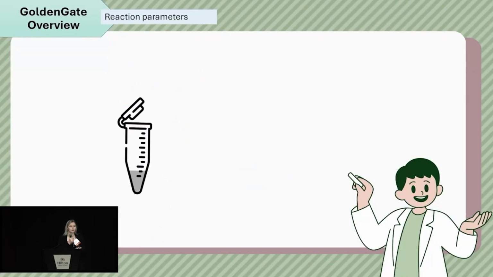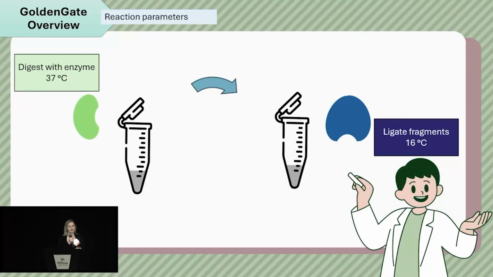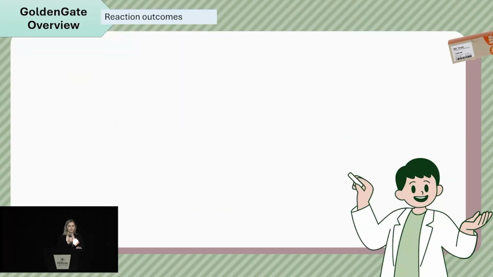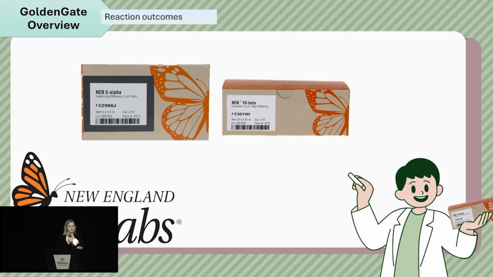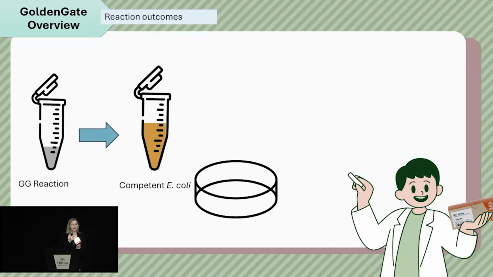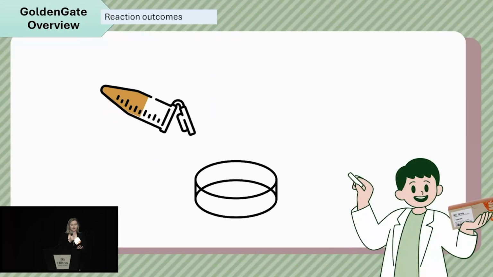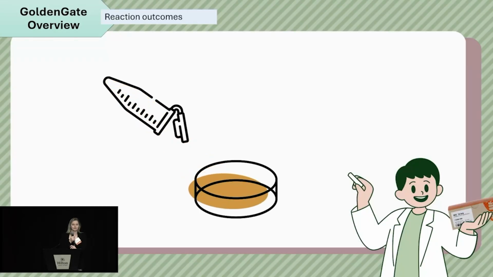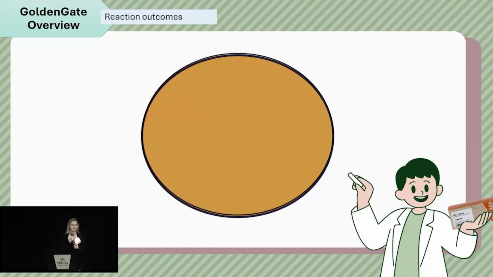So then your Golden Gate reaction will undergo cycles of being digested and ligated roughly 30 times. And then you just transform into E. coli. I recommend NEB 5-alpha if your construct is less than 10 kilobases, or NEB 10-beta if it's more than 10 kilobases. And after you transform into competent E. coli cells, you can plate your reaction. And let's take a look at what the possible outcomes would be.